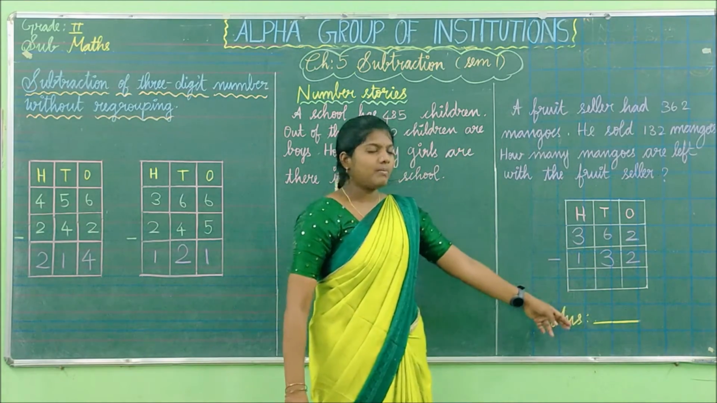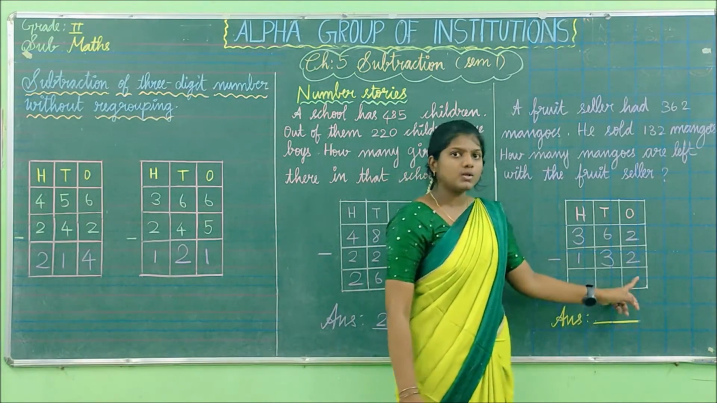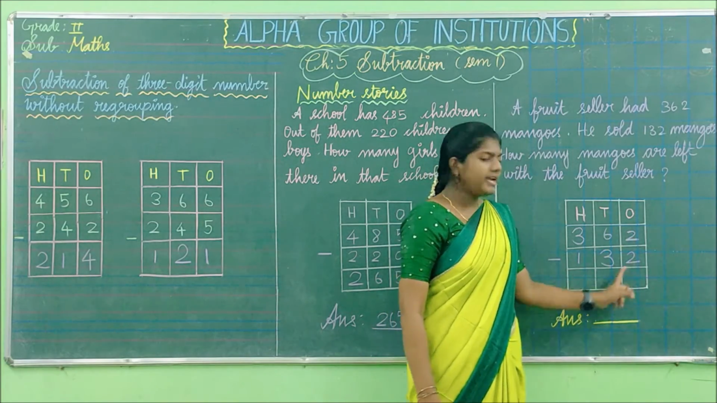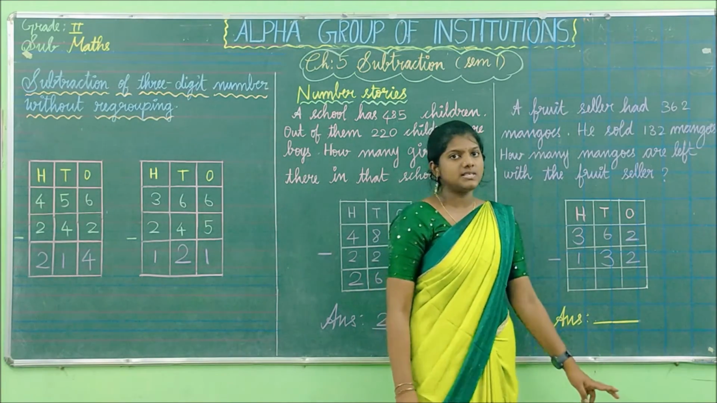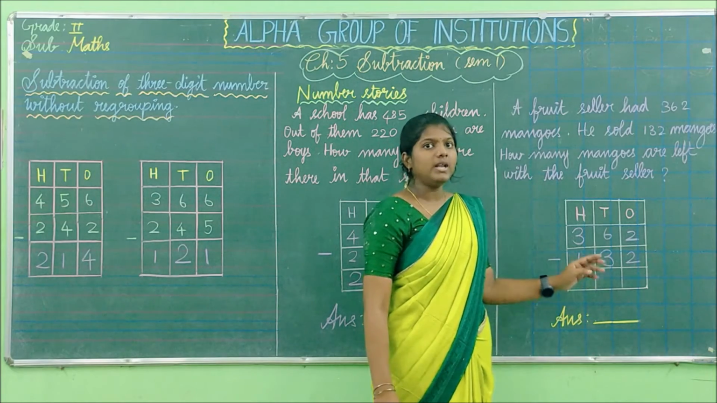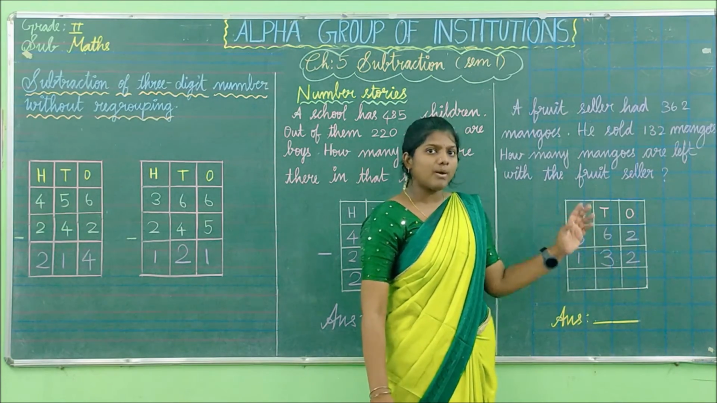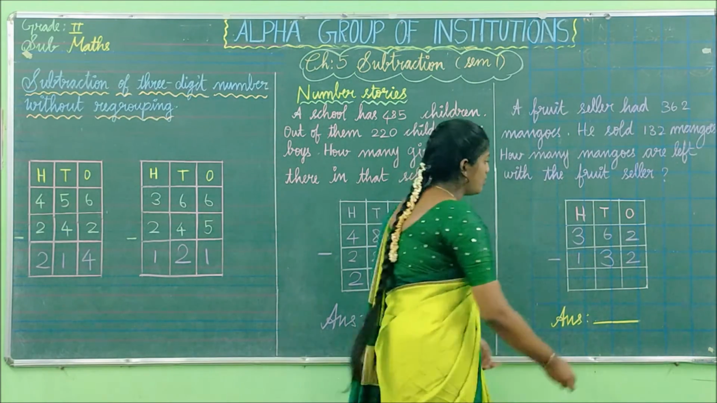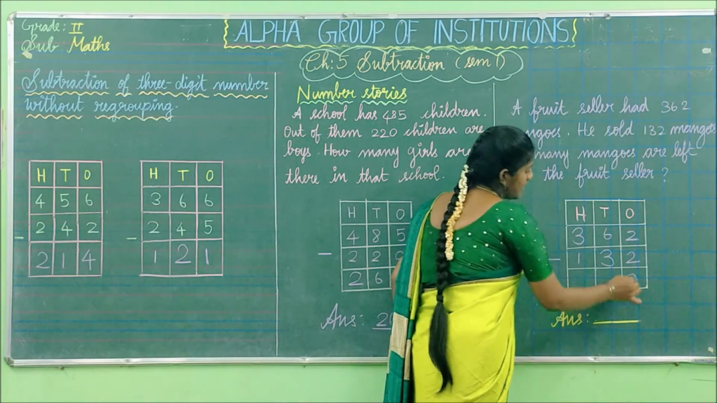So shall we start subtracting from the ones column? Okay. 2 minus 2. So 2 minus 2 is 0. Any number when subtracted from itself, we will get 0. So I am writing 0.